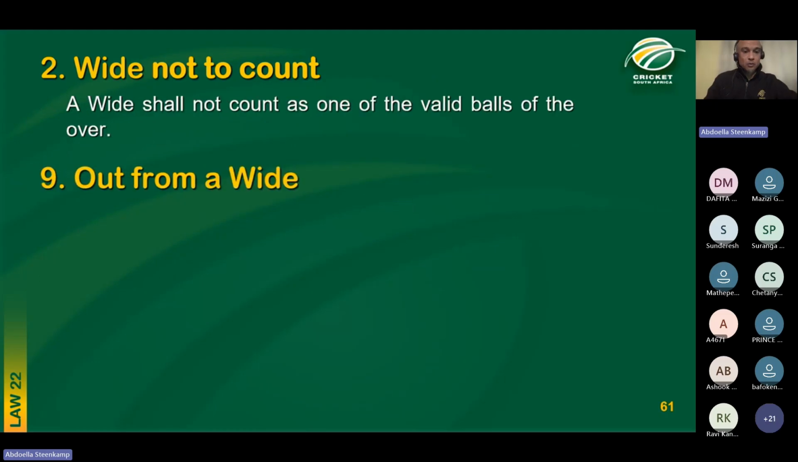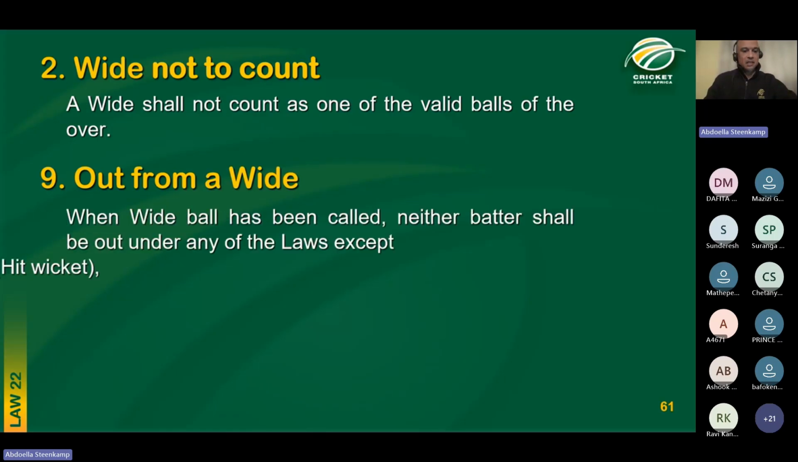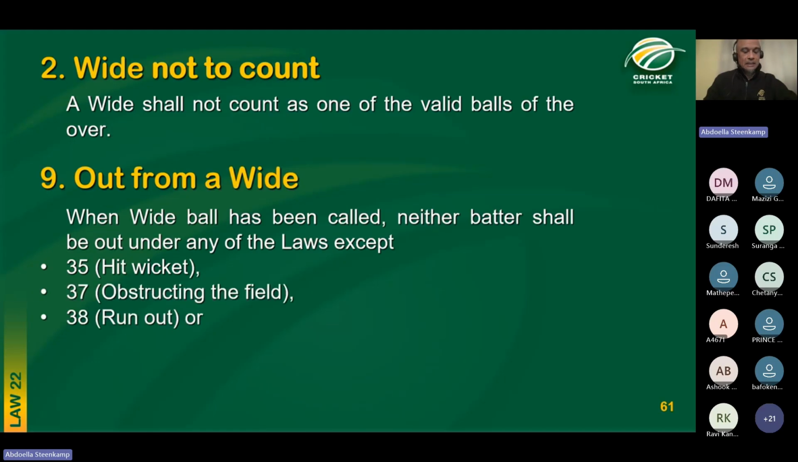Why does it not count as one from the over? Or one of the valid balls of the over. And lastly, under the wide law, how can you be dismissed off a wide? There are 4 ways to be dismissed off a wide. What are they? Firstly, hit wicket. Secondly, obstructing the field. Thirdly, run out. And lastly, stumped. These are the only 4 ways how you can be dismissed off a wide.